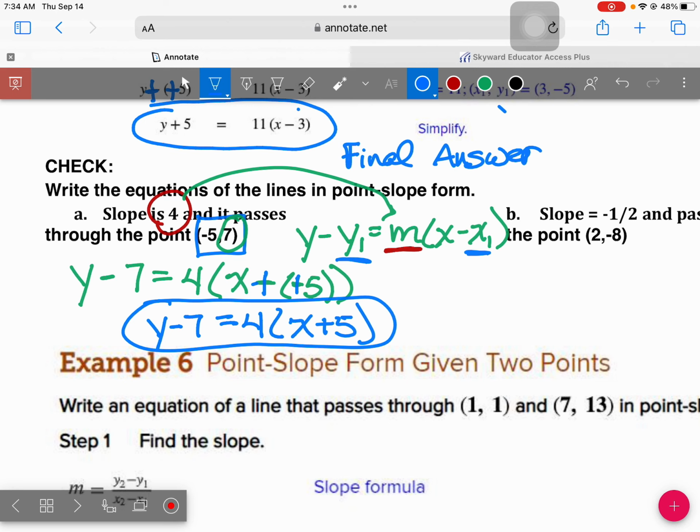Any questions on that? You are just plugging in these values, okay? You just put on my desk. Thank you.